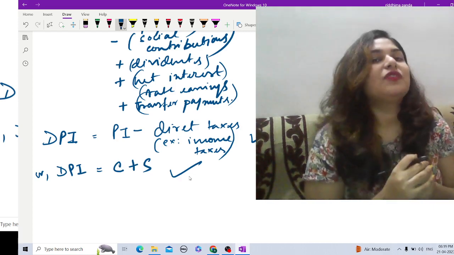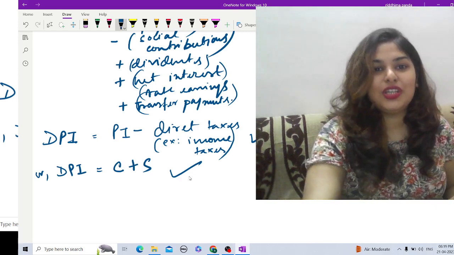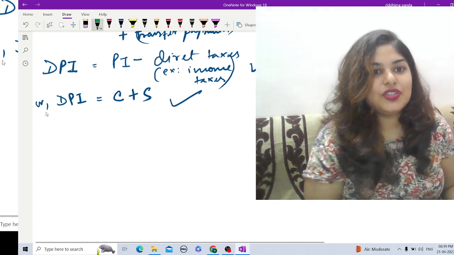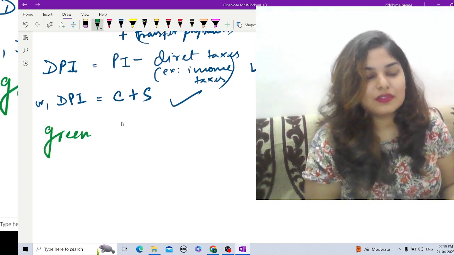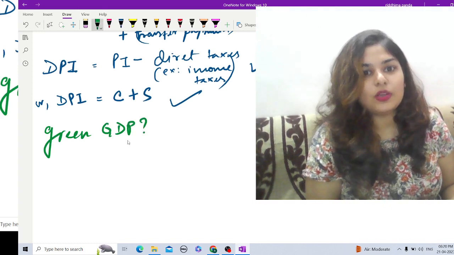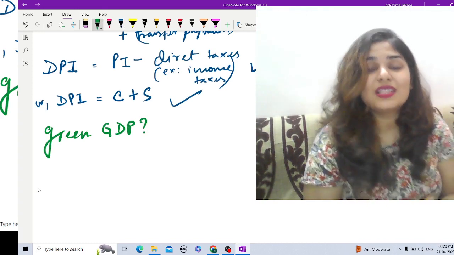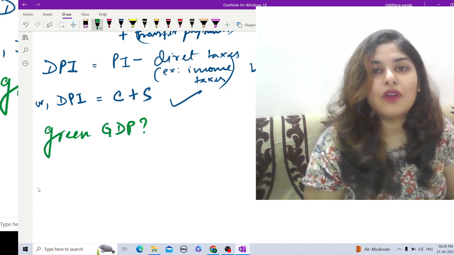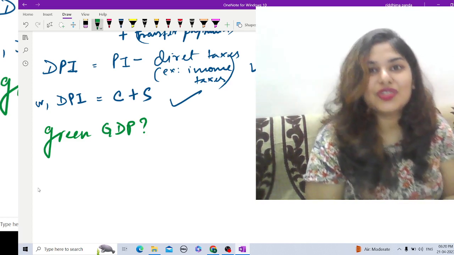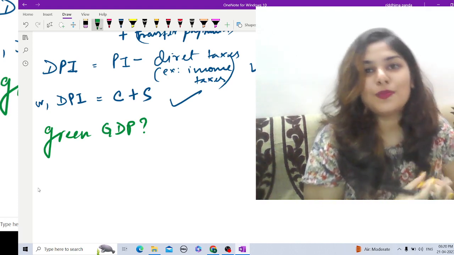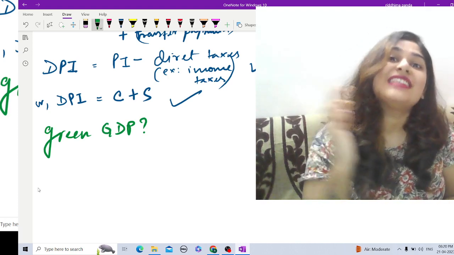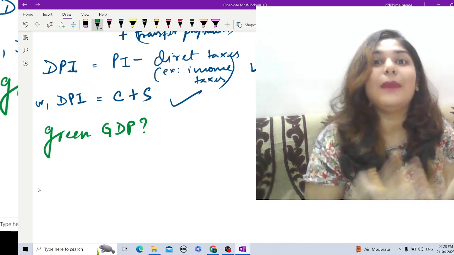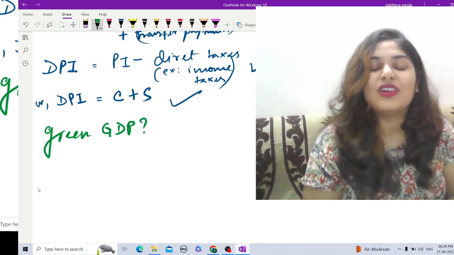Now the last part of the question is green GDP. What is green GDP? Okay. Green GDP and how can you calculate it? So basically green GDP is when we subtract all the different types of environmental degradation or cost faced by the environment, as well as add different types of expenditure made by the government, that is our green GDP.